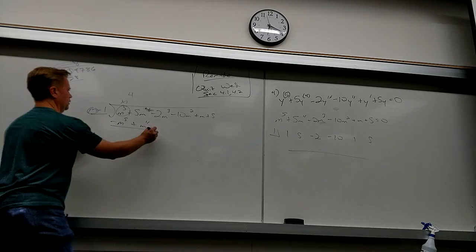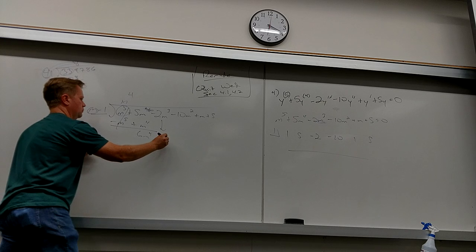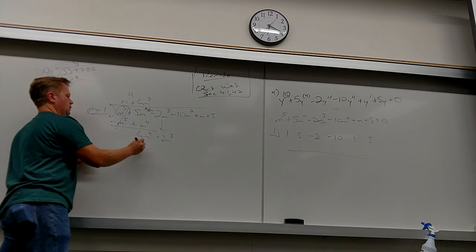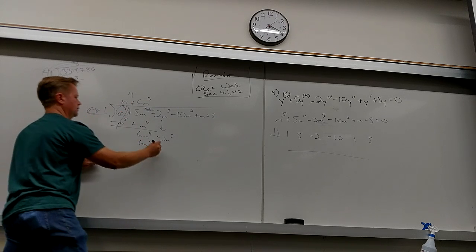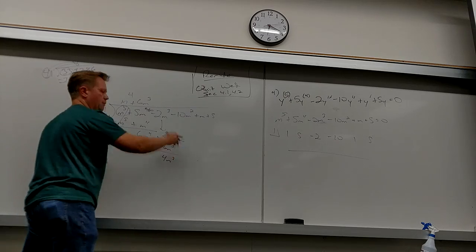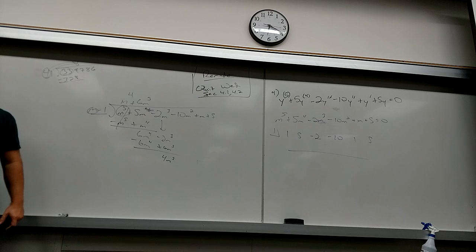Okay. Bring it down, 6. Bring down the minus 2m cubed. This is the last step I'm doing. m into 6m to the 4th is 6m cubed. 6m to the 4th minus 6m cubed. Change the signs. 4m cubed. Bring down blah, blah, blah. Right? All right.